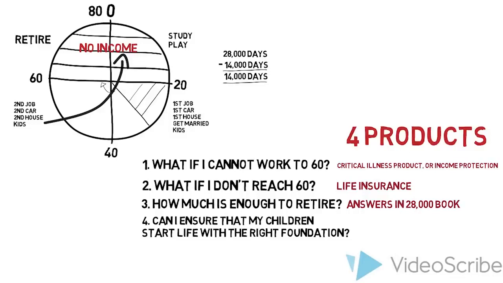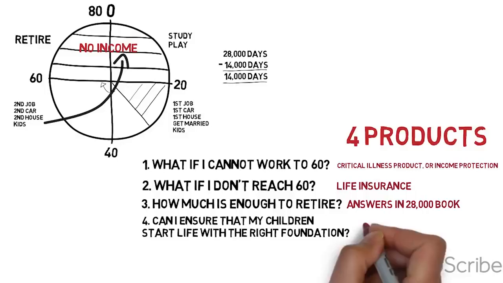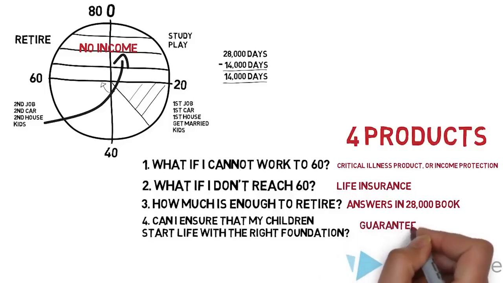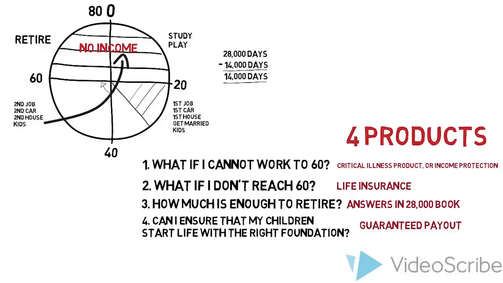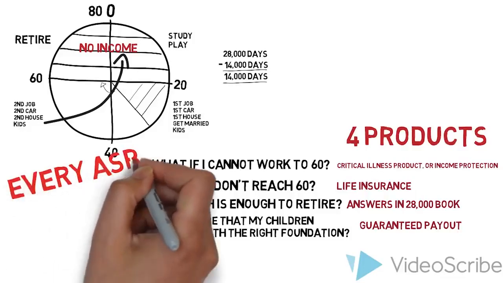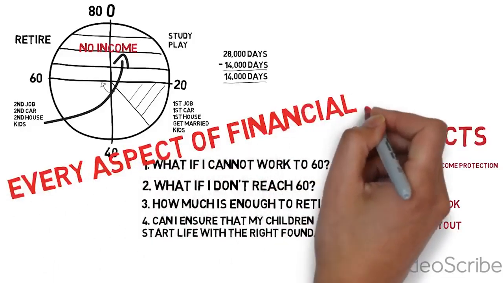The fourth fear is how much is enough to make sure that my children will start life with the right foundation. And we know that the right foundation for any child is a decent and a good education. Again, this is a guaranteed payout. So people need to plan for it if you have children. If you can follow this step-by-step process and use this exact presentation with every single prospect, you have now covered every aspect of financial planning.